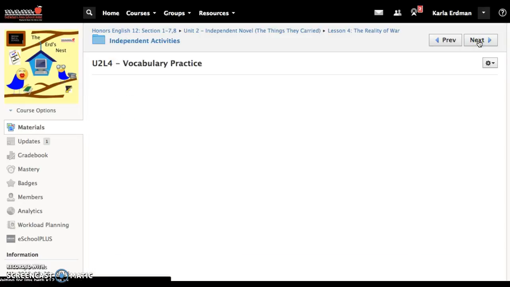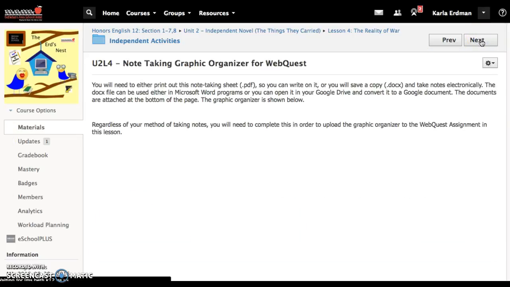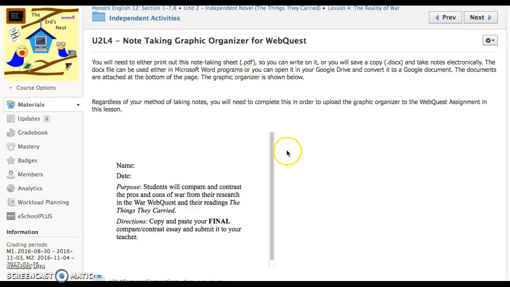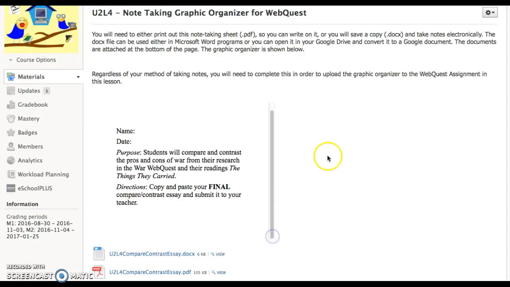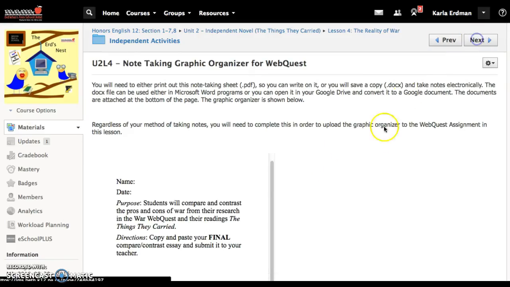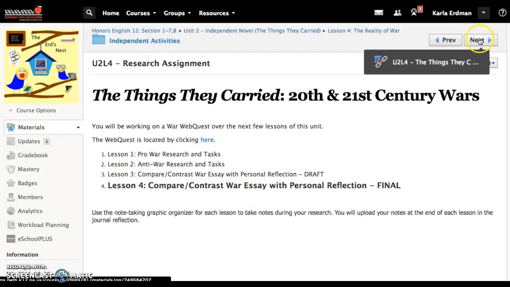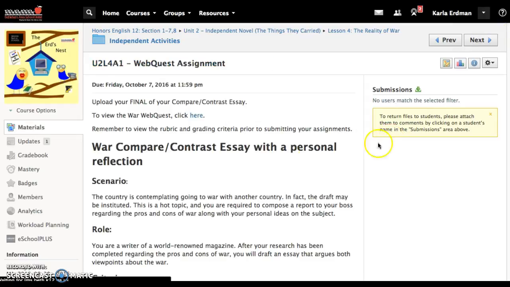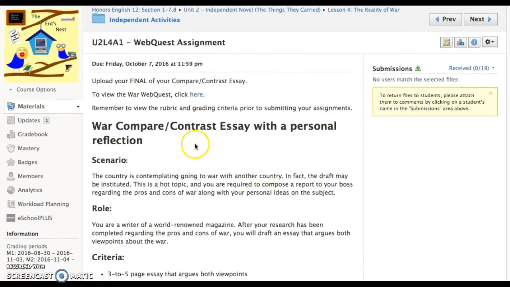As far as the independent activities, again, you have vocabulary practice as usual. You have your note-taking graphic organizer for your web quest. This shows copy and paste your final compare and contrast essay and submit it to your teacher. So that's the document you need to use. You're on the last part, which is your final essay. The link to the web quest again, and here's the assignment where you will upload it.